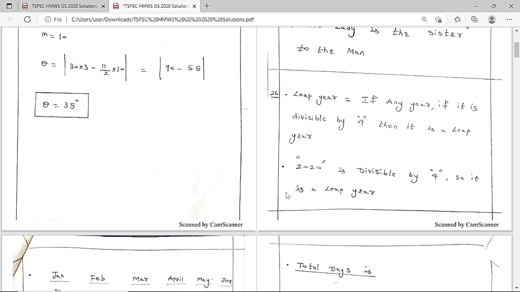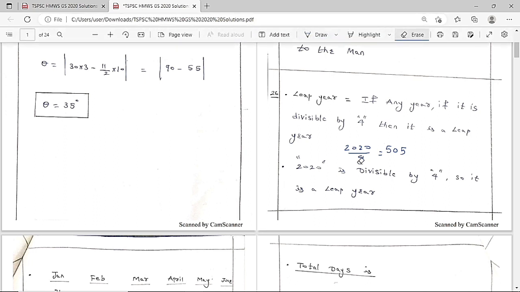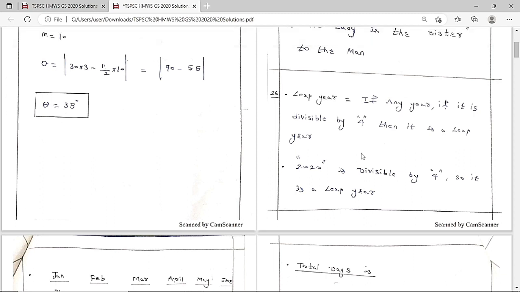Then what about 2020? Yes, 2020 is divisible by 4. 2020 divided by 4 is equal to 505, since 4 fives are 20 and 4 zeros are 0. So yes, it is divisible by 4, and therefore it is said to be a leap year. So 2020 is basically a leap year.